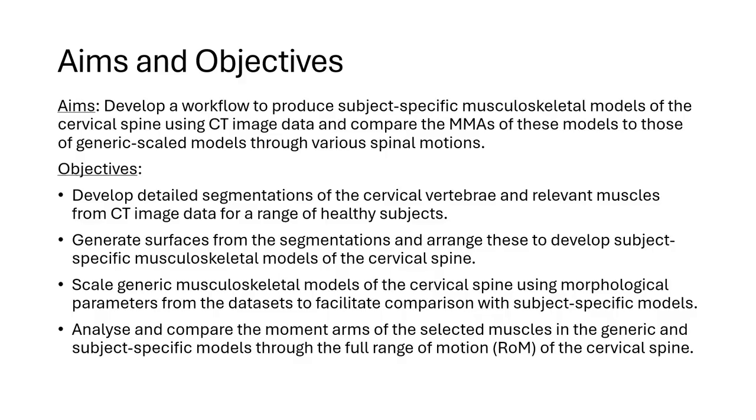To achieve this, the following objectives were identified. Develop detailed segmentations of the cervical vertebrae and relevant muscles from CT image data for a range of healthy subjects. Secondly, generate surfaces from these segmentations and arrange these to develop subject-specific musculoskeletal models of the cervical spine. Then scale generic musculoskeletal models of the cervical spine using morphological parameters from the data sets to facilitate comparison with subject-specific models. And then finally, analyze and compare the moment arms of the selected muscles in the generic and subject-specific models through the full range of motion of the cervical spine.